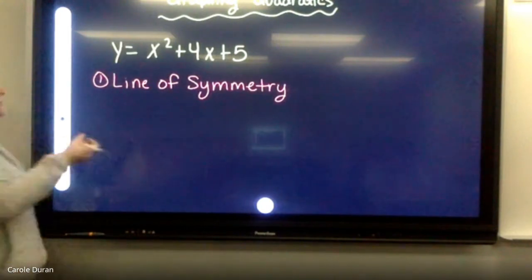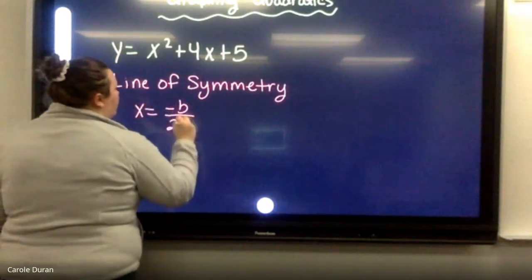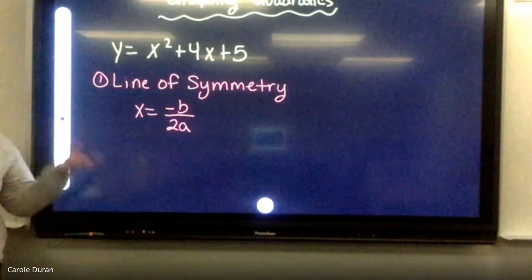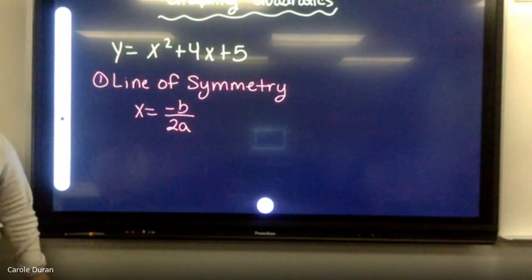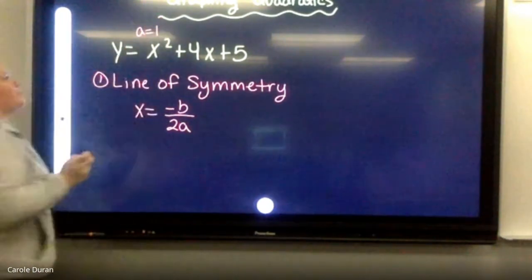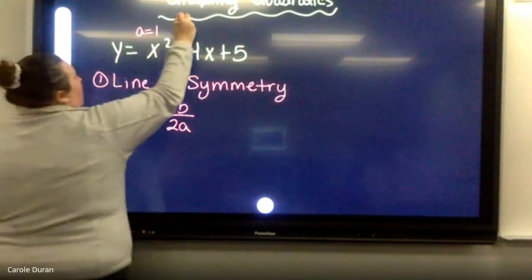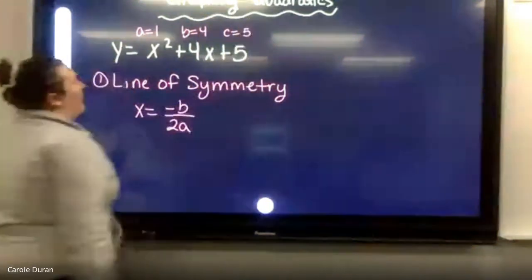This line of symmetry is found by doing x equals negative b over 2a, where the a and the b come from the quadratic, just like if we were doing the quadratic formula. So in this specific example, my a value is 1 because there's no number in front of the x squared, so we assume it's a 1. My b value is 4, and we don't need it, but my c value would be 5.